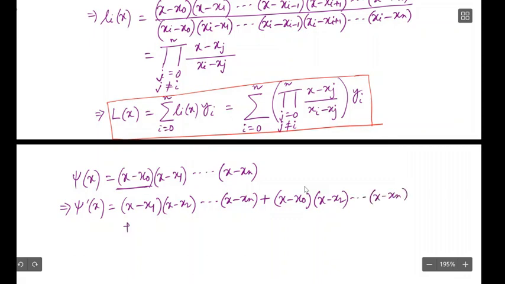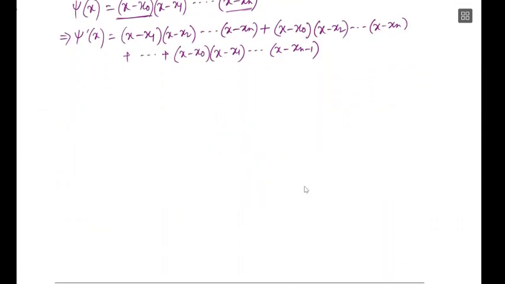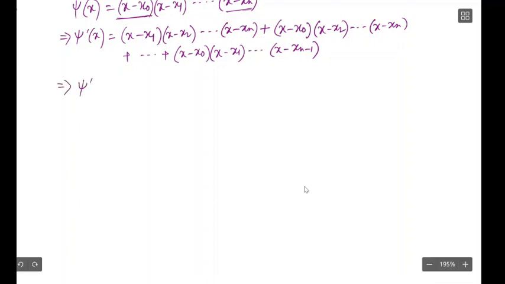In this way, the last term will be, for this one we have the derivative 1 and all others will remain same as it is, x minus x n minus 1. So, what is psi dash x i?